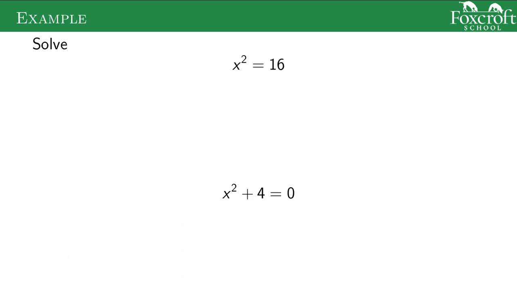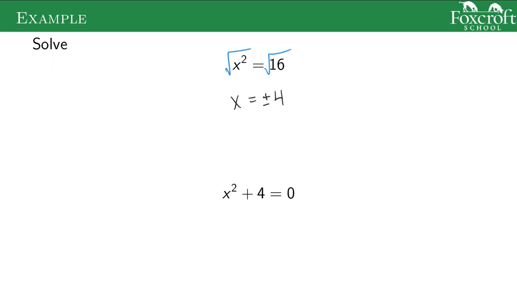So solve x squared equals 16. If x squared equals 16, I can take the square root of both sides. The square root of x squared is x. Square root of 16 is 4. But because I took the square root of both sides, I get both positive 4 and negative 4 as an answer.